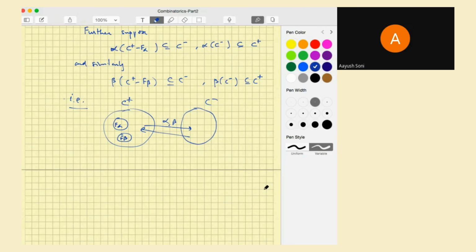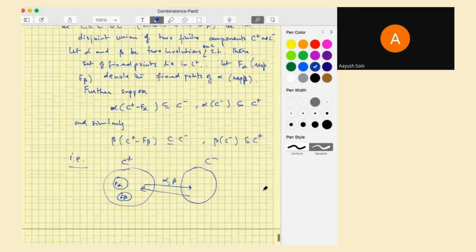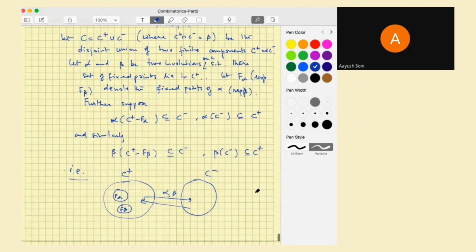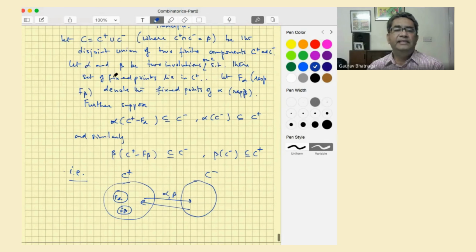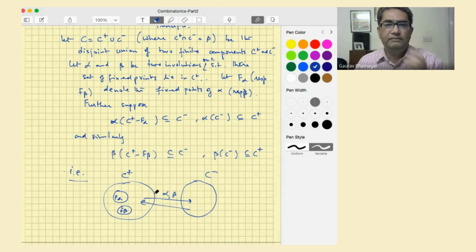Yes, Professor. Professor, can you scroll up a little bit, please? So C is this whole set. Alpha and beta go from C plus to C minus and backwards. The only thing is that alpha of anything here stays here. So these are the fixed points. Other than the fixed points, everything goes to minus and this goes to plus, and fixed points are all positive. So you actually divide them, you give a sign to them. So this is just the set of hypotheses.